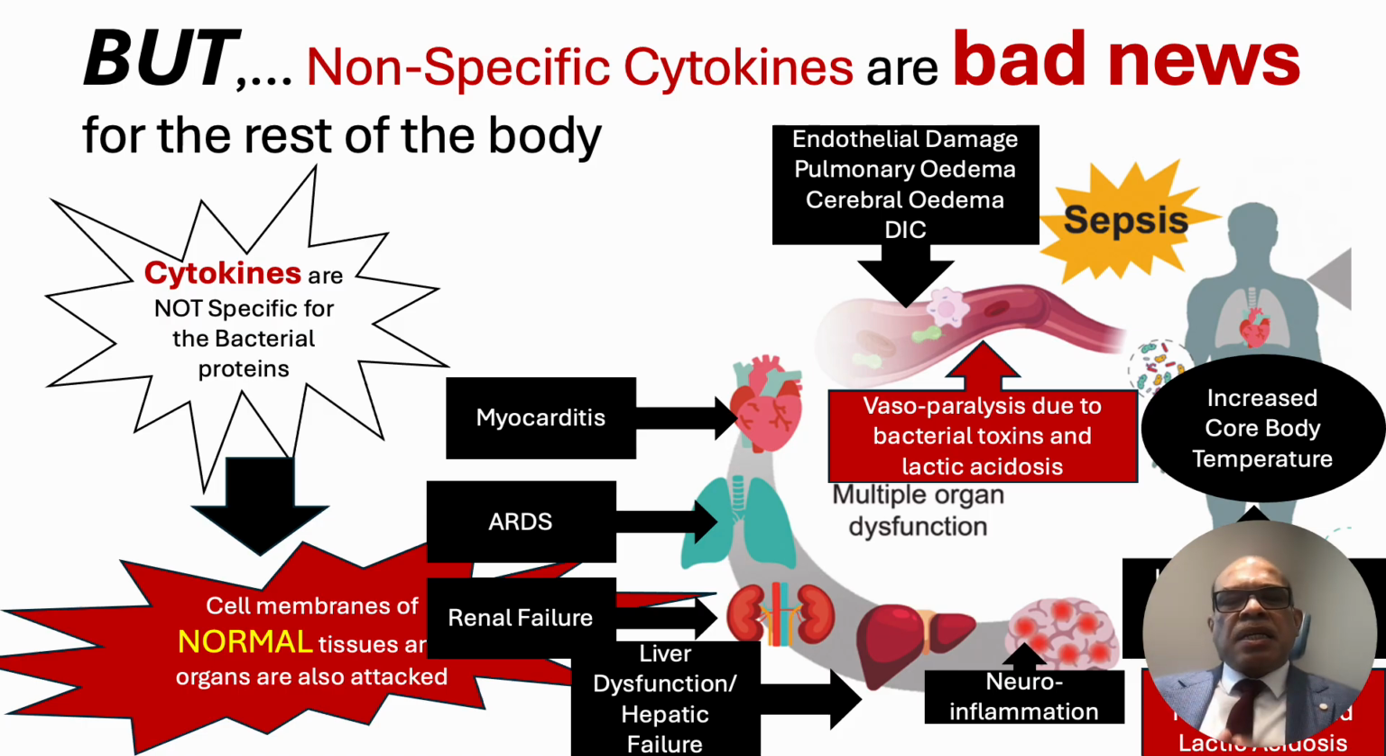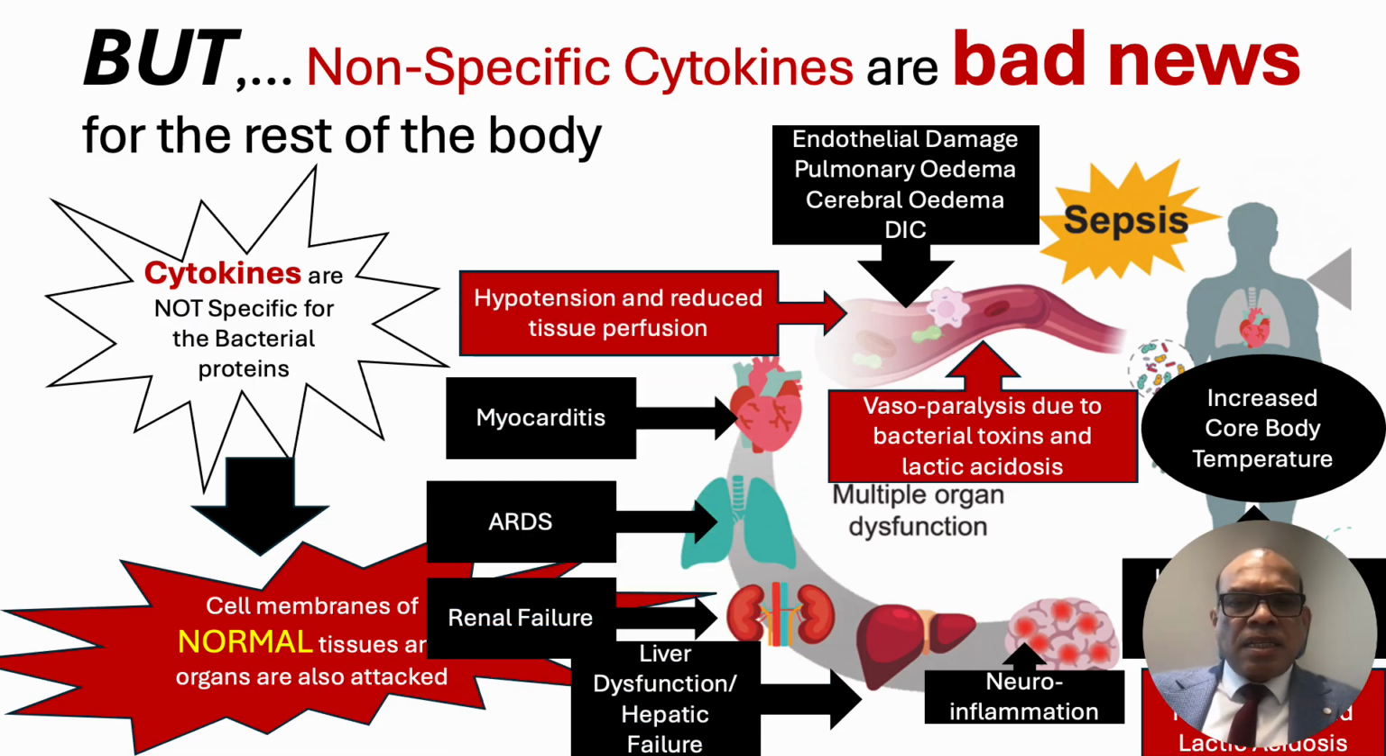And because the bacterial toxins and cytokines attack the blood vessels and cause vasodilatation due to vasoparalysis, the patients will not be able to maintain the blood pressure and they become hypotensive. And that becomes a vicious cycle, because if you are hypotensive, you are not able to perfuse your organs and you get multi-organ failure due to reduced tissue perfusion.